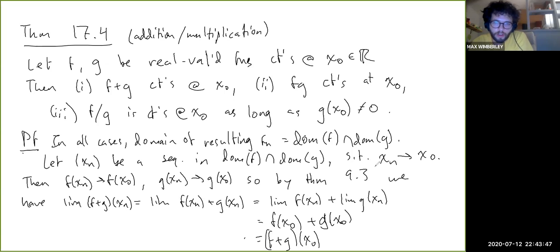So we just invoked the theorem we used to show that sums of convergent sequences are convergent, right? From section 9. That's really the main substance here. And this is just using the definitions, and that shows that 1 is proved, right?